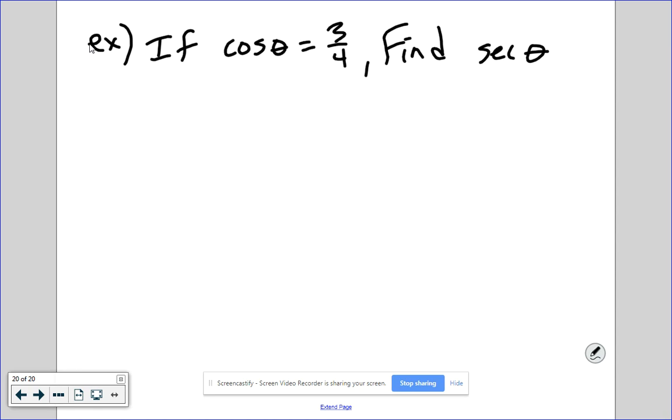If cosine of theta is 3/4, find secant of theta. It'd just be 4/3. So remember, to go from cosine to secant, you just do the reciprocal. So that's the answer. 4/3. There's nothing else you have to do there. That's it. Now, I like these problems.